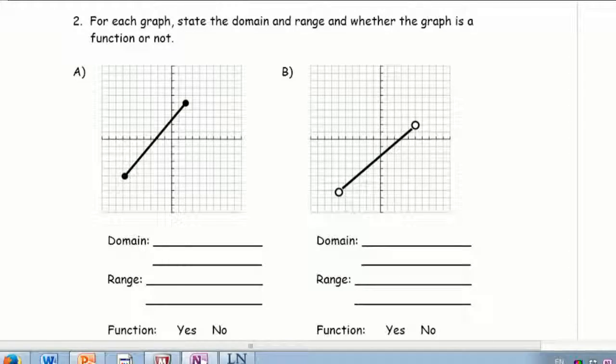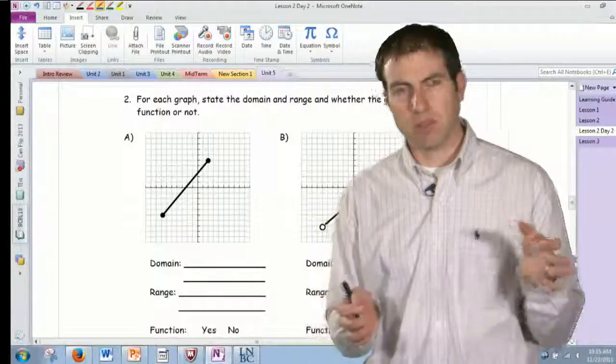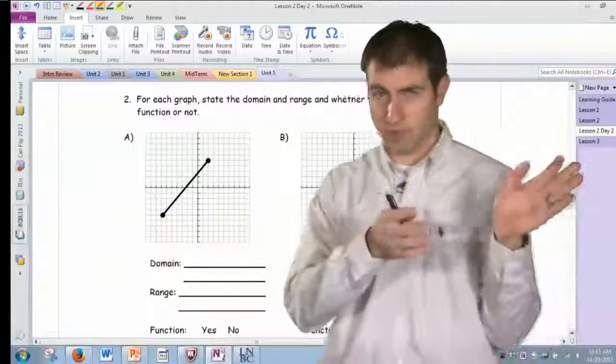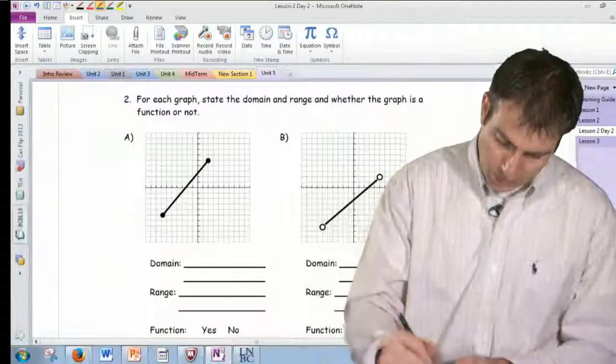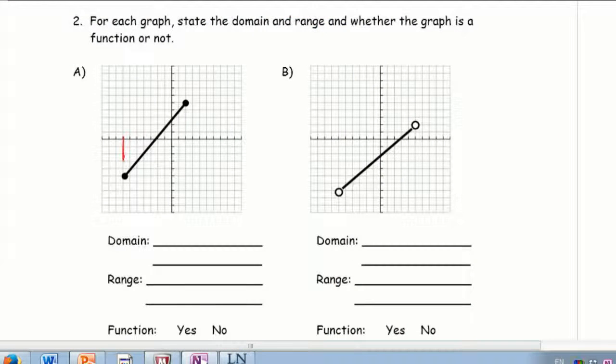Okay, letter A. I'm looking at the largest x value that's included and the smallest. Sometimes it makes more sense to start with the smallest and then the largest because we write from left to right. But anyways, the smallest x value I'm using is right here. So this is -1, 2, 3, 4, 5, 6, 7. There's -7. My largest x value is right here. So that's 2. So I'm going from -7 to 2.